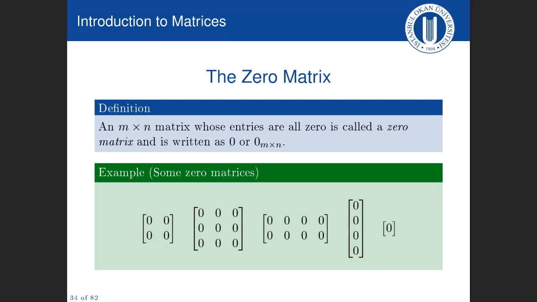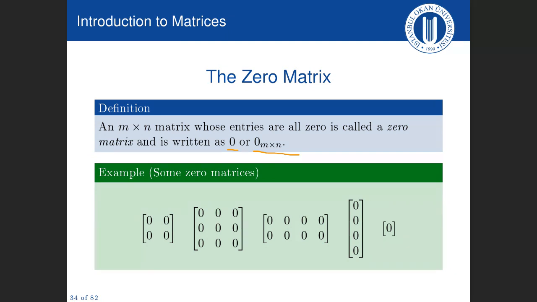If we have a matrix where all of the entries are 0, then it's called a zero matrix. There's two ways to write this, depending on if we care about the size of the matrix or not. If we care about the size, we call this 0 subscript m by n. If we don't care about the size, or if we're just being lazy, we can just call this 0.